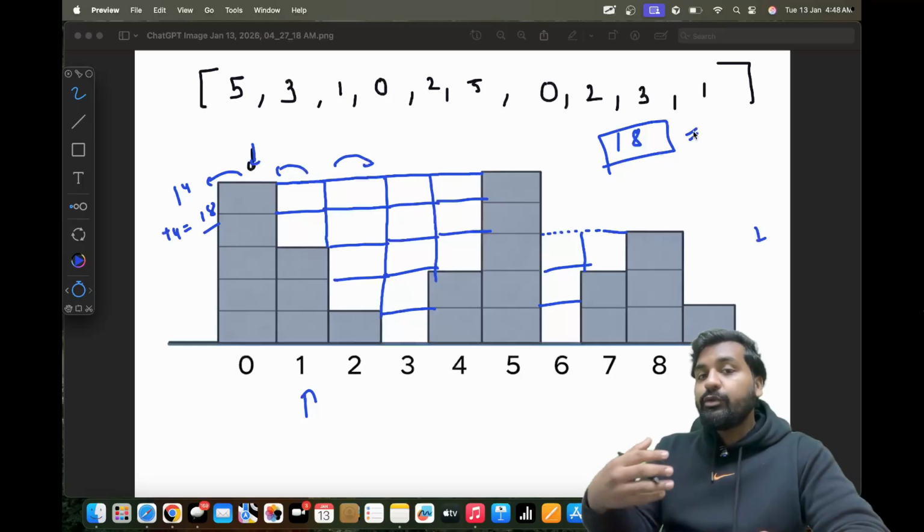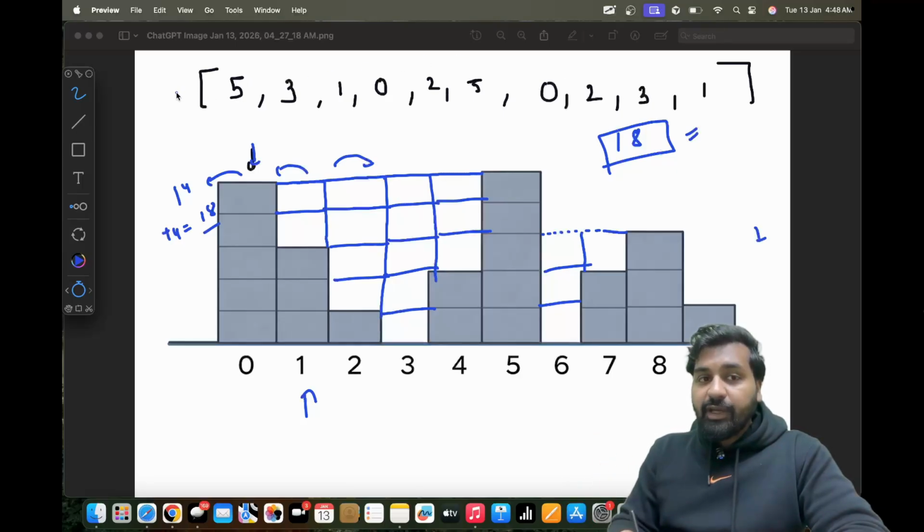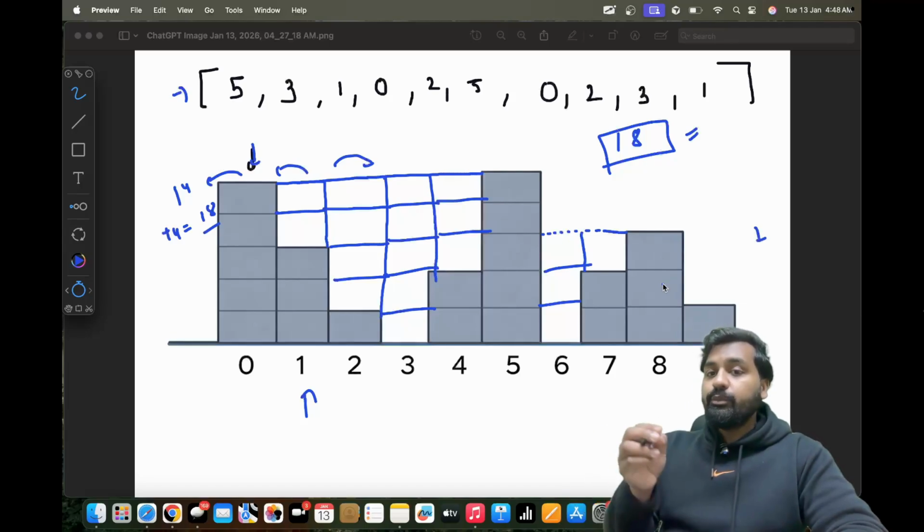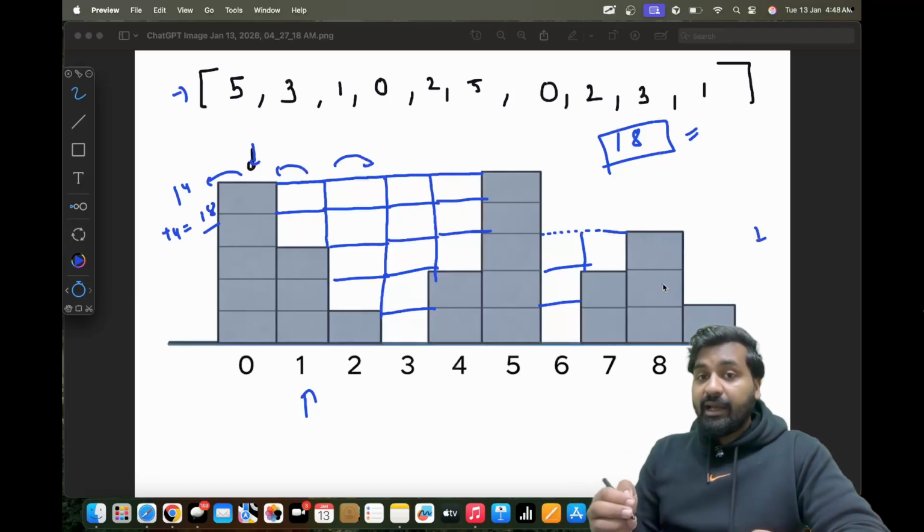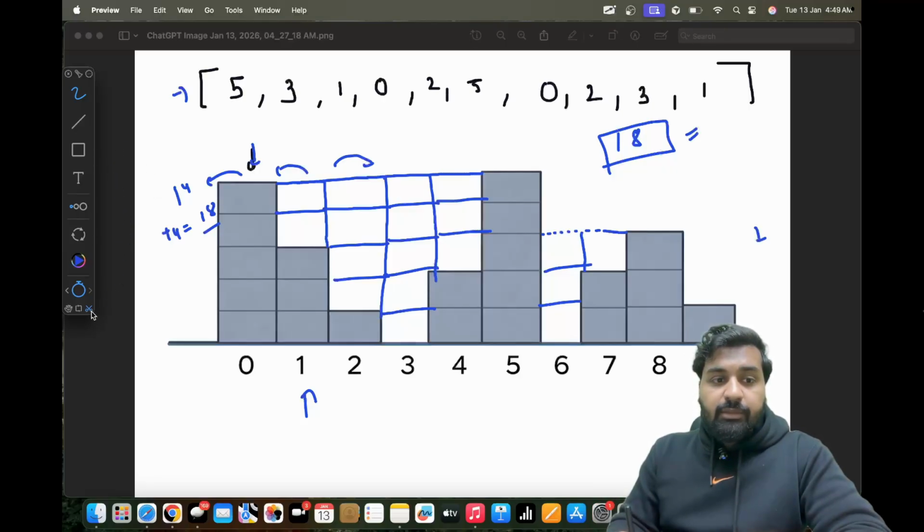So this way, if you are given this sort of array, you have to imagine that these are the buildings, and understand and imagine how much water can be stored there. So we have to write an algorithm for it. I hope this much is clear. Now let's consider the approach, how we are going to think about it. So let me remove this.